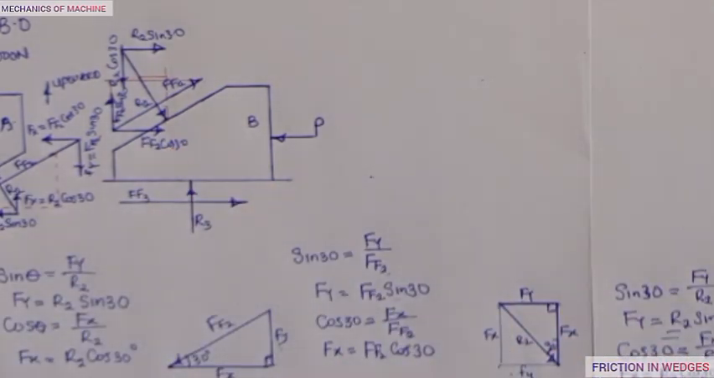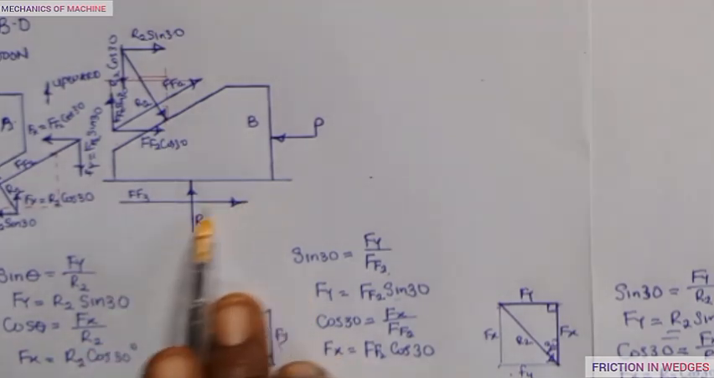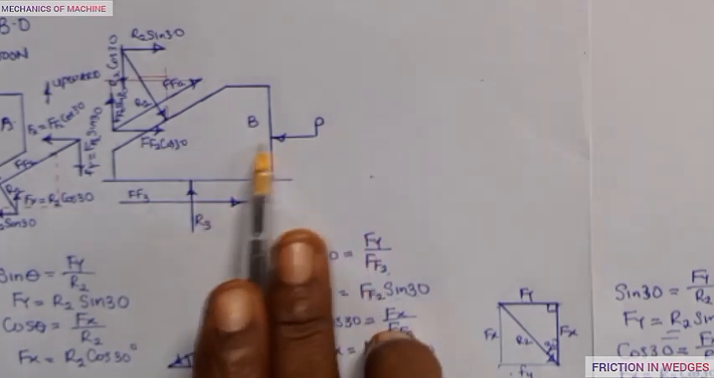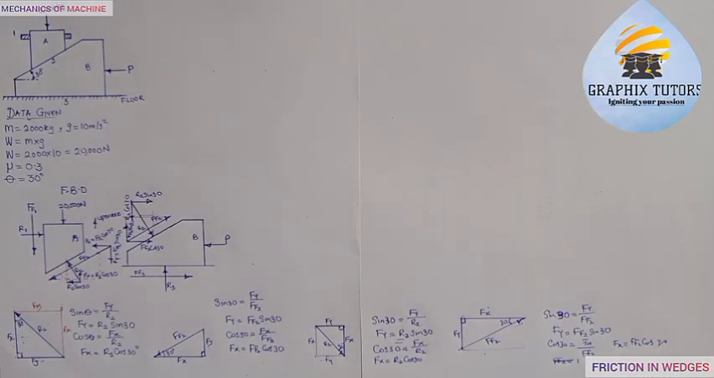If I do it, I'll have cos 30 is equal to adjacent. If there is opposite, this will be my adjacent, fx all over Ff2. So fx will now give me Ff2 cos 30. That's why I wrote Ff2 cos 30 here. So we cannot resolve this. The fact is that this is horizontal and this is vertical. They're already horizontal and vertical, so we can't resolve them. We only resolve inclined forces. Is that okay now? So this is what we have here.